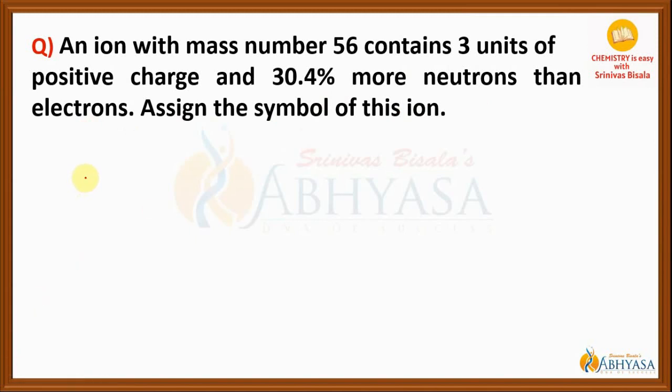Before solving this, let me revise the basic terms involved here. We know what is atomic number, isn't it? Atomic number is nothing but the number of protons present in the nucleus of an atom, or this is nothing but equal to the number of electrons revolving round the nucleus of the atom. So in neutral atoms, the number of protons is equal to the number of electrons.